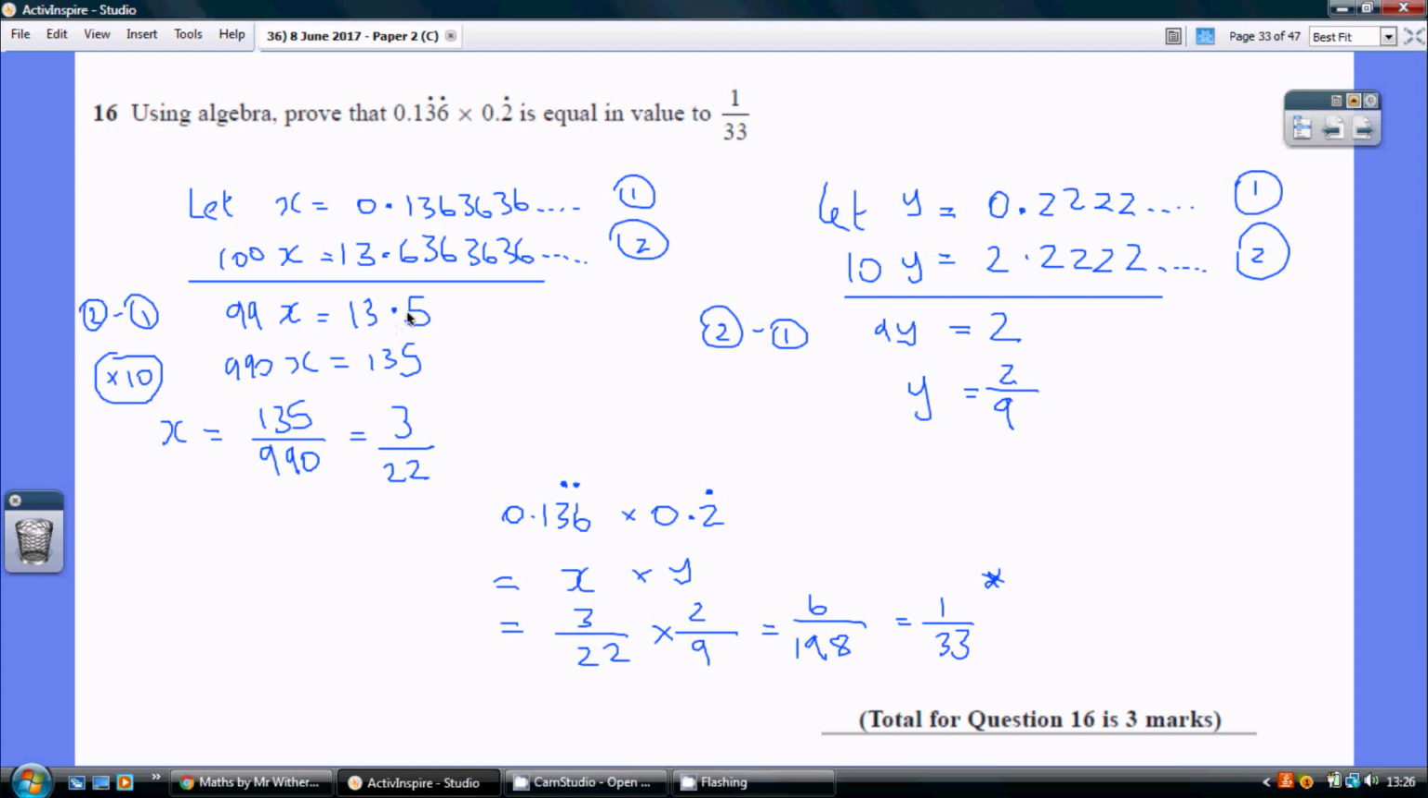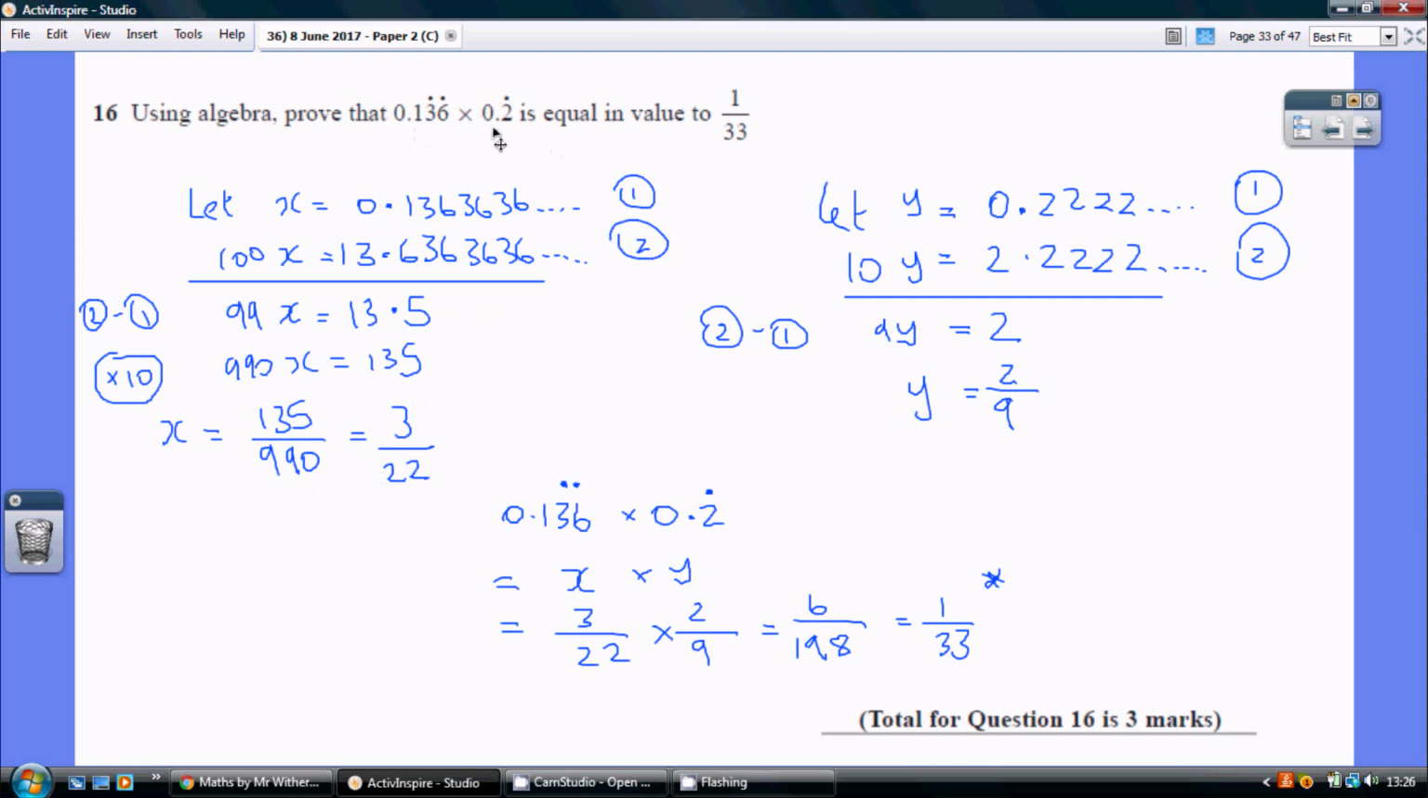Now I don't really want to divide through by 99 at the moment because I'm going to get a decimal over a fraction. So at this point I'm going to choose to multiply by 10. So 990x equals 135. Now I can make x the subject dividing by 990. So x is 135 over 990, and then dividing top and bottom by 45, we get 3 over 22. I'm just going to park that for now, and starting again.